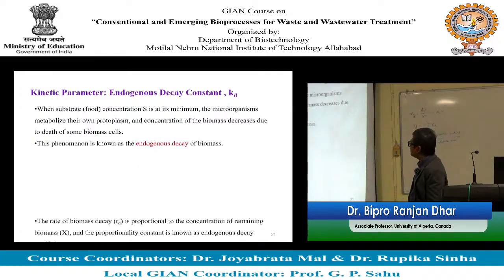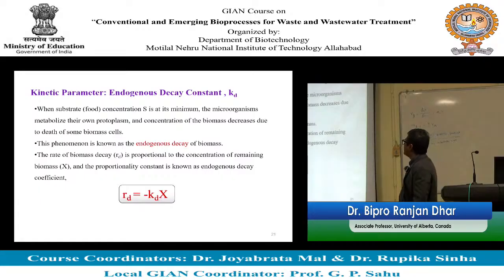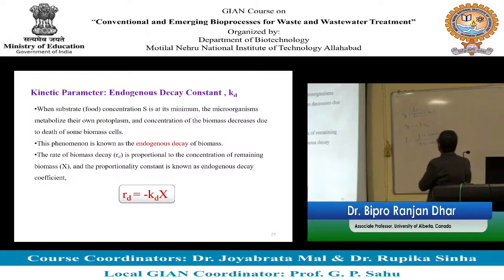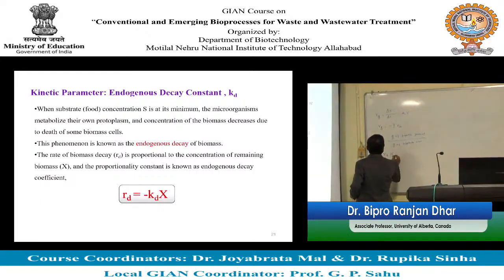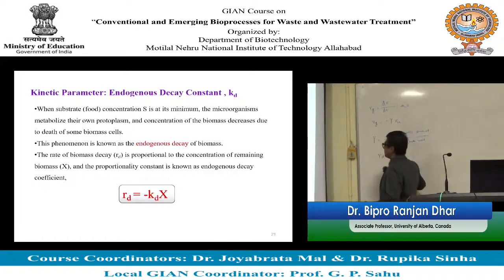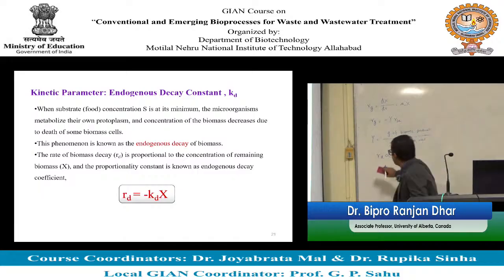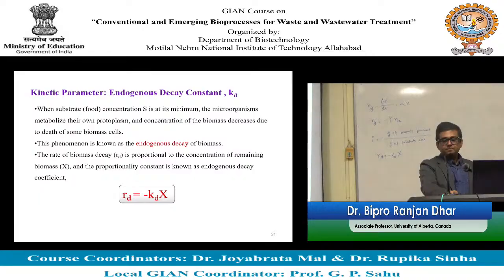So there is going to be some decay, and the rate of decay depends on the biomass concentration. That proportionality constant we are going to call Kd, and we put a minus because it's decay, it's going to decrease, right?